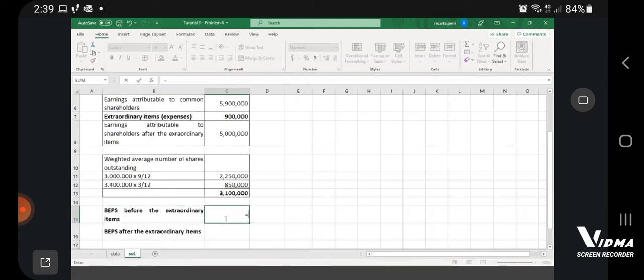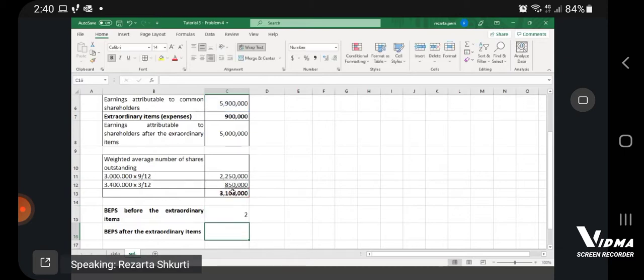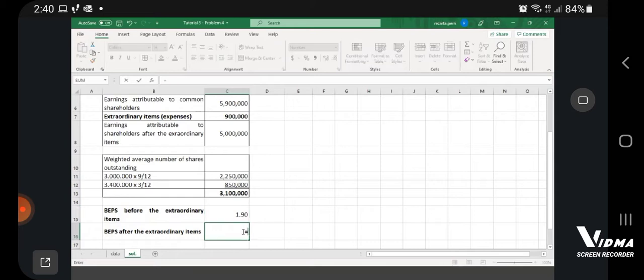The only difference is the line of profit or line of earnings where we base our calculations. The basic earnings per share before the extraordinary items would be based on the earnings attributable to common shareholders before extraordinary items divided by the number of weighted average shares over here. So basically the formula would be the same, only the line where we base our calculation would differ.